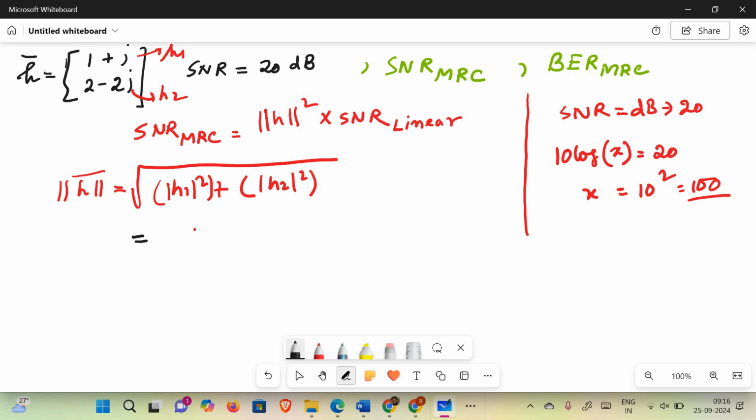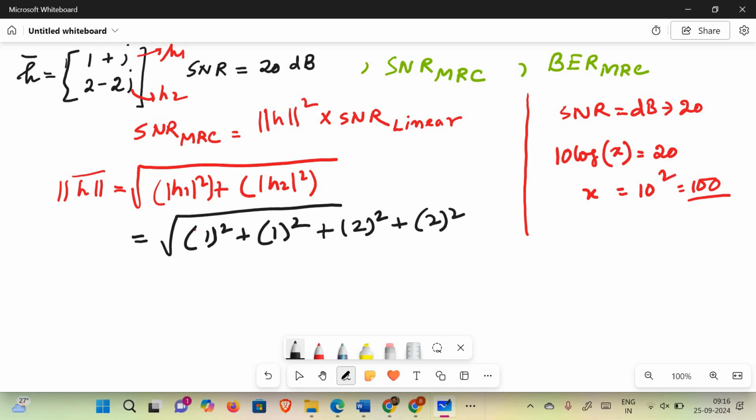So for H1 and H2, if we take the absolute values of it, it is 1 square plus 1 square, because you can see 1 plus 1j, plus 2 square plus 2 square. So we take the magnitude of the versions which are present over here. The real and imaginary parts give the absolute value, so that's why 2 square and 2 square come in over here. And if you solve this, the final expression that you are getting is 3.162. Alright, so this is where we are getting 3.162.